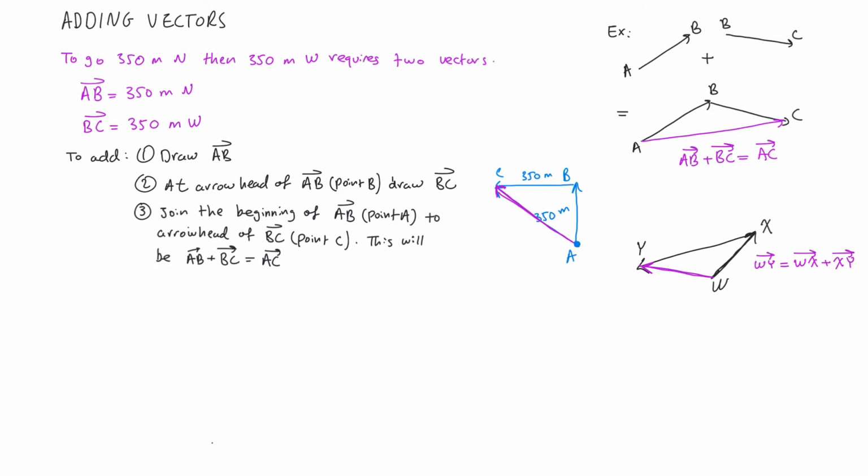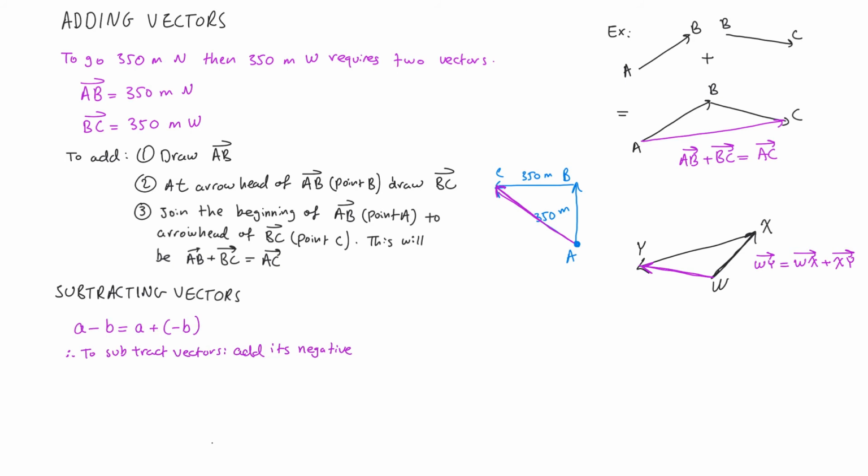Now, let's take a look at how we can subtract two vectors. So, let's say we're subtracting vector B from A, so A minus B. We can write that as A plus negative B. So, to subtract vectors, we add its negative.